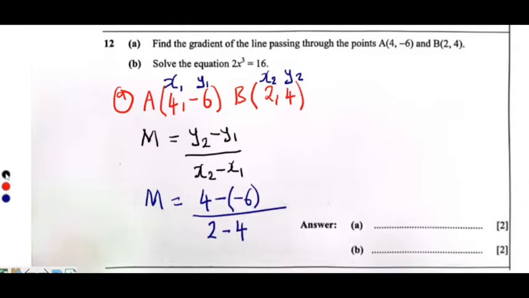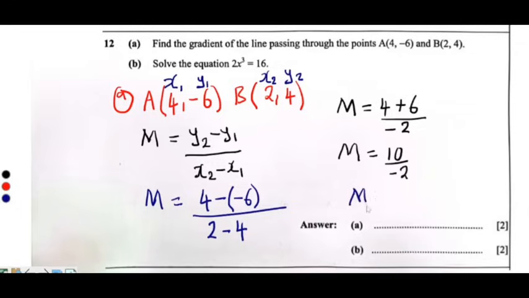From here we proceed, where m is equal to 4. We need to open the brackets for negative times negative. This will be a positive 6, over 2 minus 4, which gives us a negative 2. Therefore, m is equal to 4 plus 6, which gives us 10 over negative 2. What will be the final value for the gradient? 2 into 10, it's a 5. Since it's a positive and a negative, definitely our answer is going to have a negative. So m is equal to negative 5. This is the value of the gradient. Now let us answer question B.